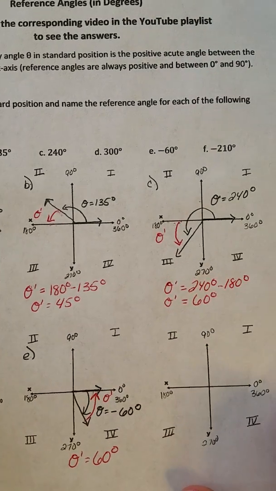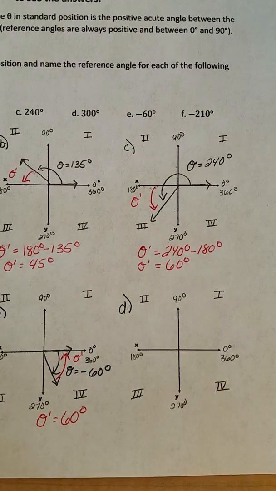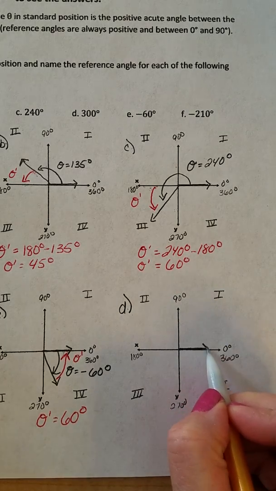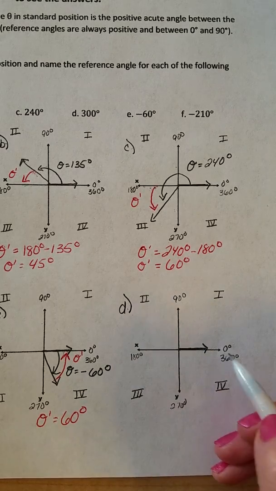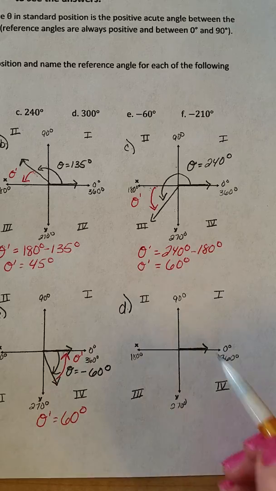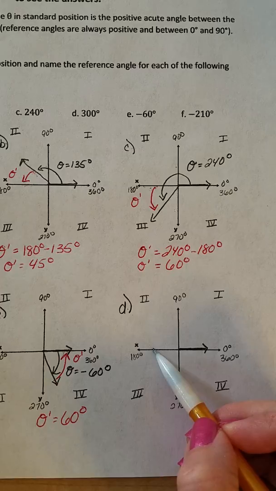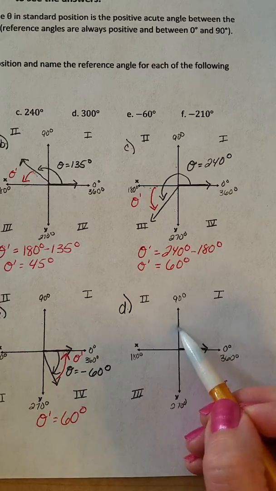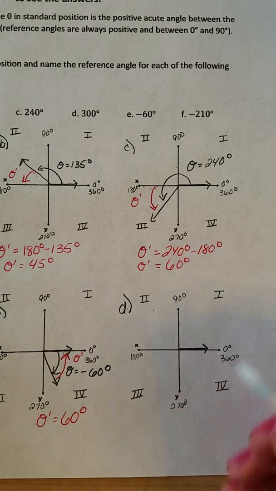On to the next one. D is negative 210 degrees. Start out with your initial side. And I'm going to move negative 210 degrees. So here's negative 90, negative 180. This would be a negative 270. So I know my terminal side of theta will be in quadrant 2. Let's sketch it in.